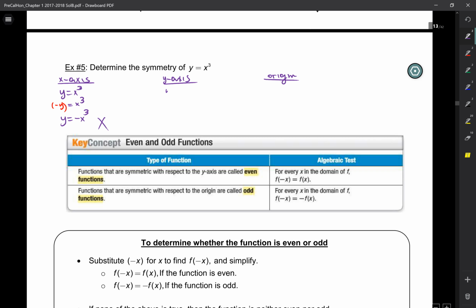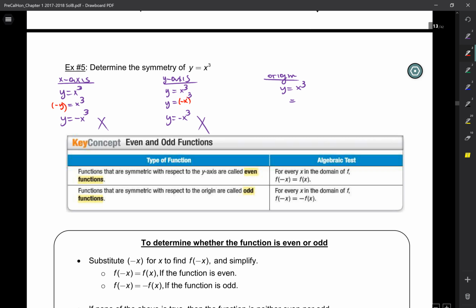Here, the y-axis, we're going to put in negative x and cube it. So I get y equals negative x cubed. Did I get back the original function? Oh, no. Okay, one more.